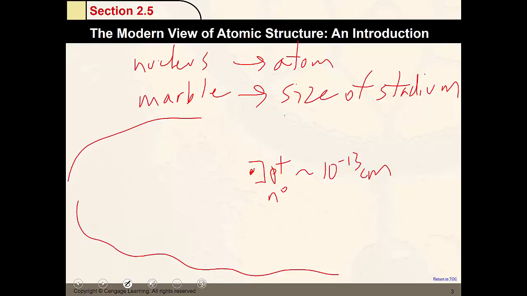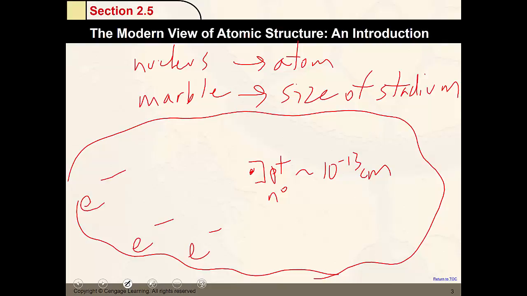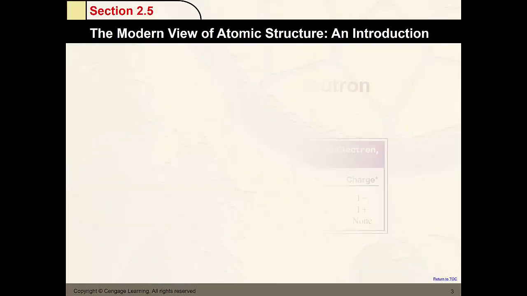So the electrons are all around the outside of the atom, so all the electrons are around the outside here. And that magnitude, the entire size of the atom, is around 10 to the negative 8th centimeters. So I want to stress the nucleus is very, very small compared to the overall size of the atom. However, it does make up most of the mass.